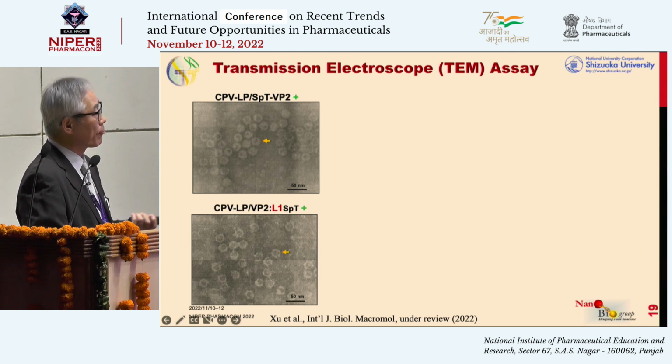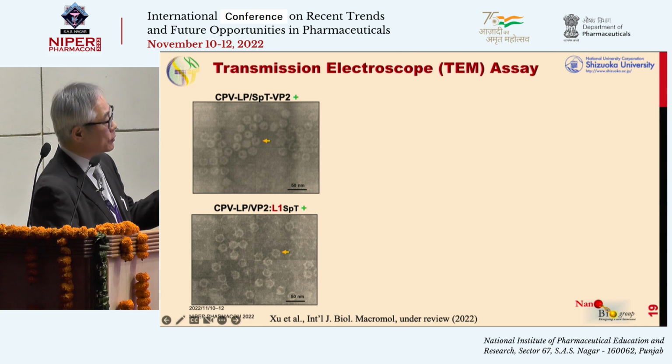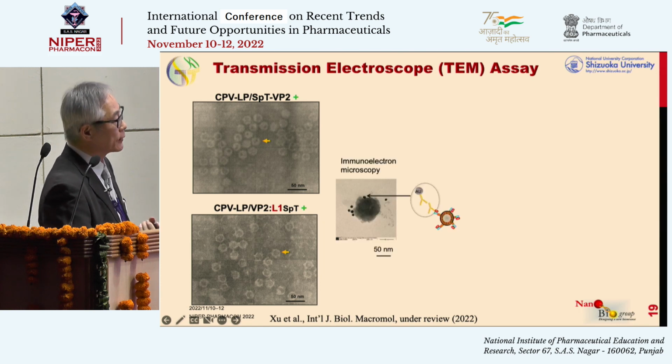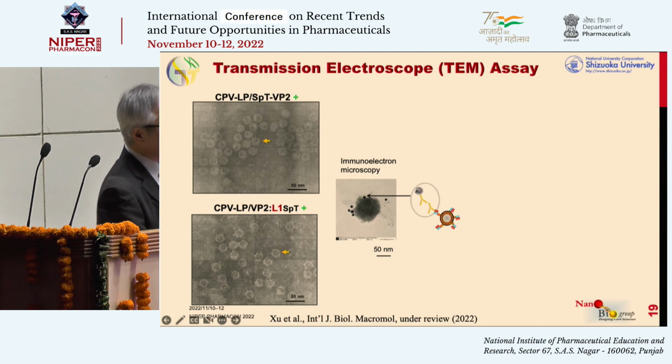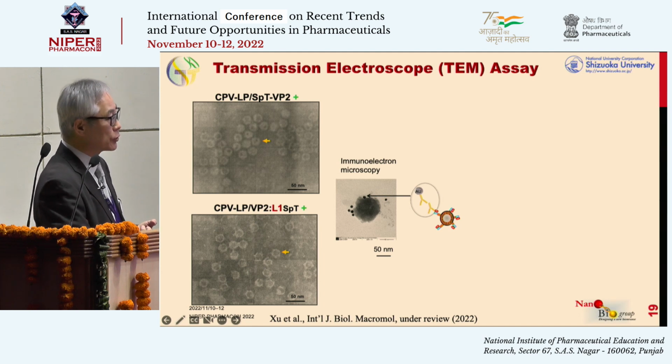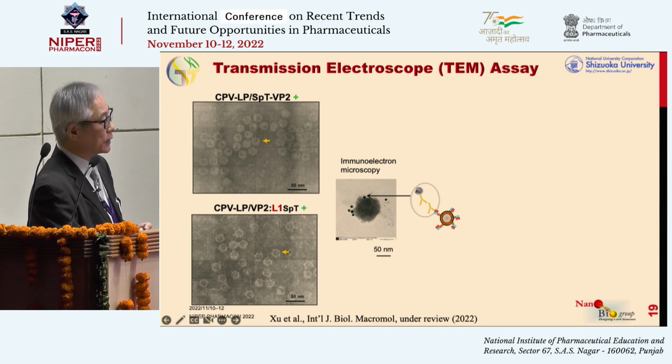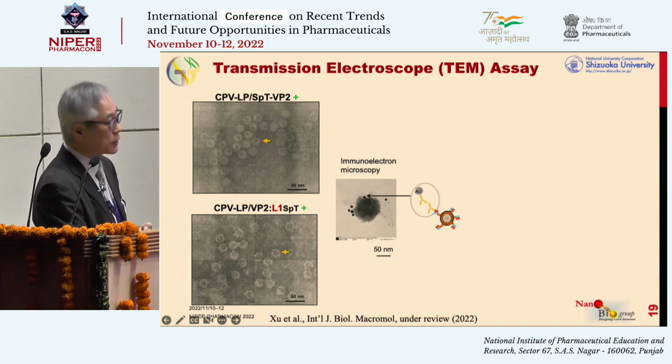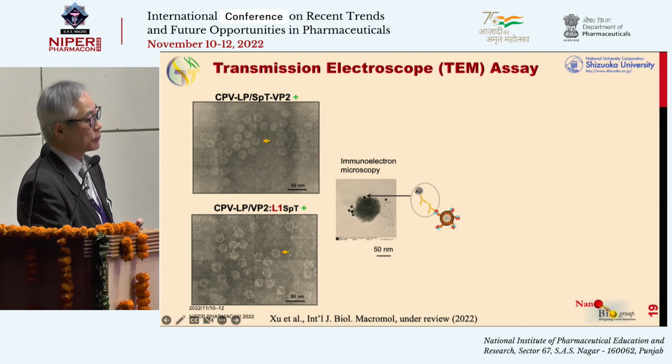And also, another thing we have to confirm is whether EGFP is really displayed or not. How to do this? We use the immunoelectron microscopy method. Here we use anti-EGFP antibody as a primary antibody. And next we use a golden nanoparticle conjugated antibody, a secondary antibody. With this kind of system we can confirm the EGFP position on this VLP.